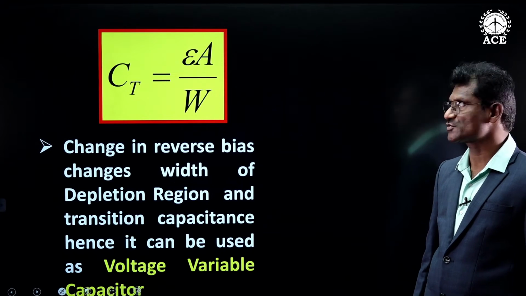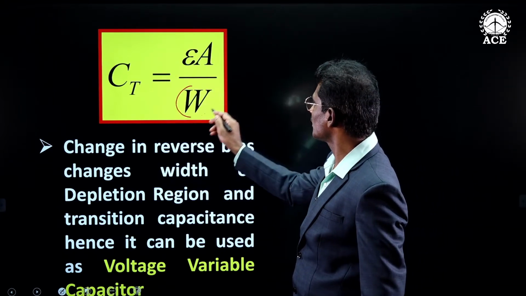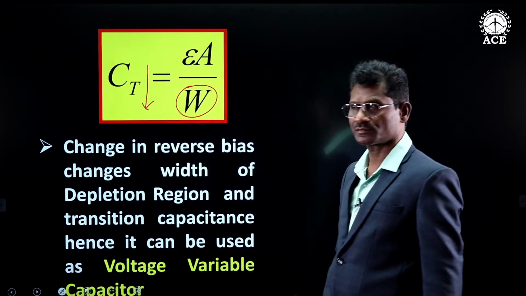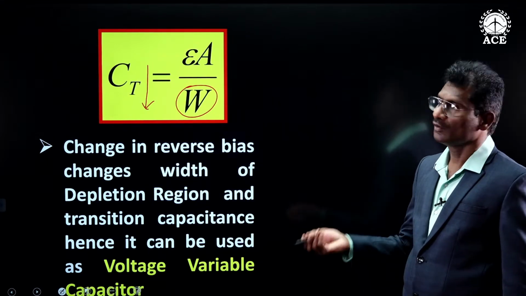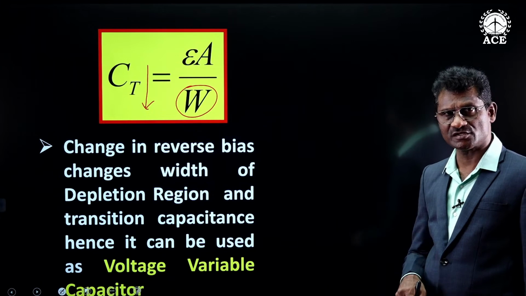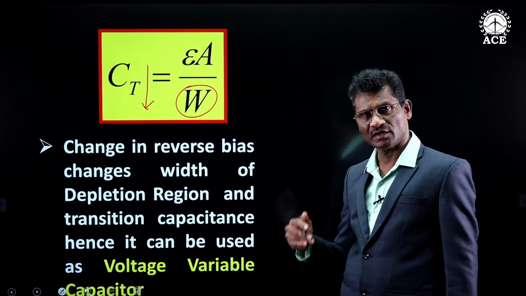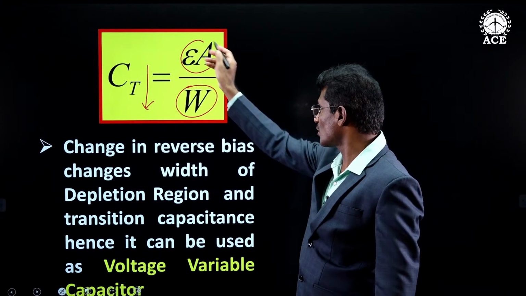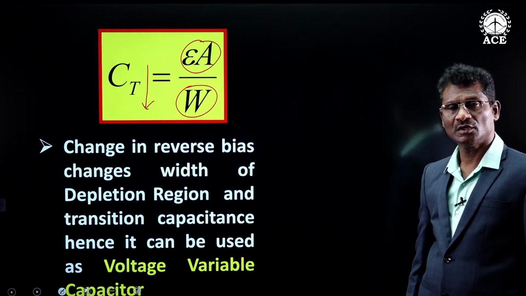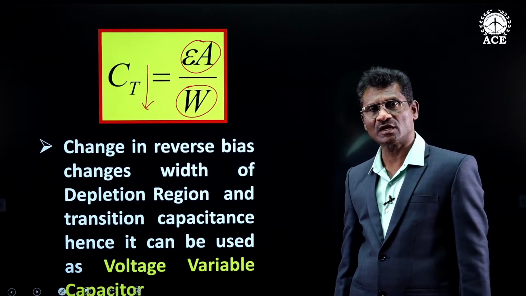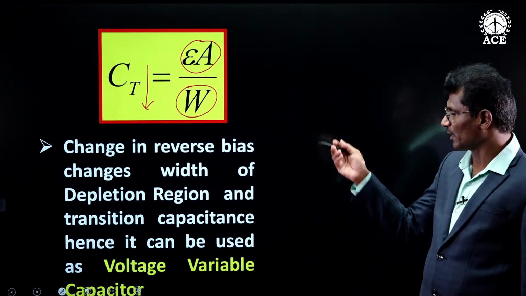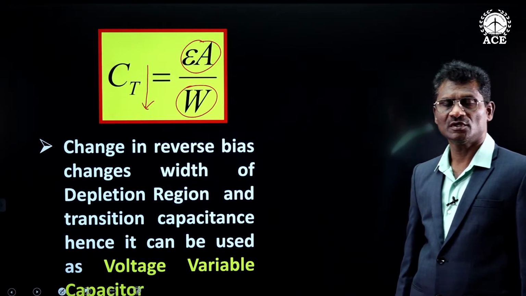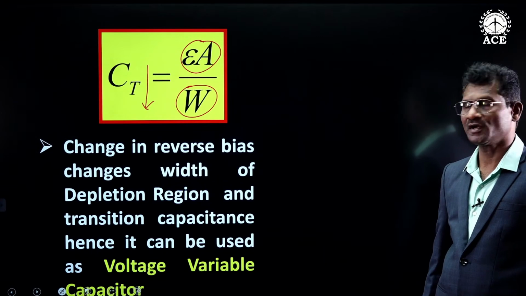Suppose reverse bias is increased, then width of depletion region will increase, and hence transition capacitance will decrease, or vice versa. That is, if reverse bias is decreased, width of depletion region decreases, transition capacitance increases. Why? Because these two are constant with respect to reverse bias. So by changing voltage, we can vary transition capacitance, and hence a PN diode can be used as voltage variable capacitor. This is one of the applications of PN diode.